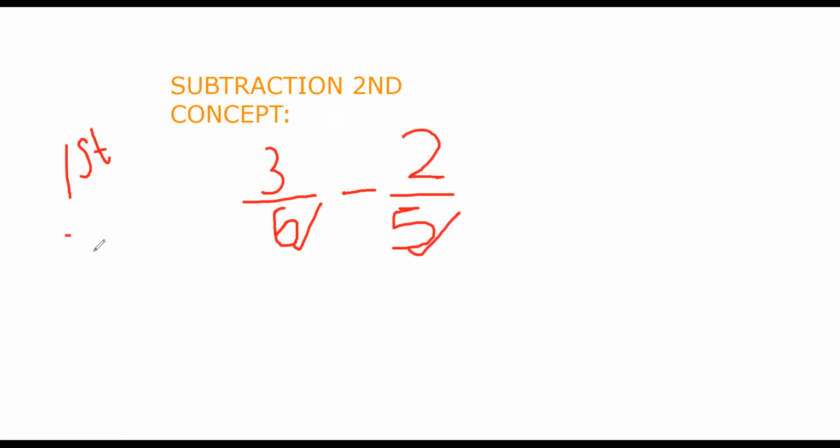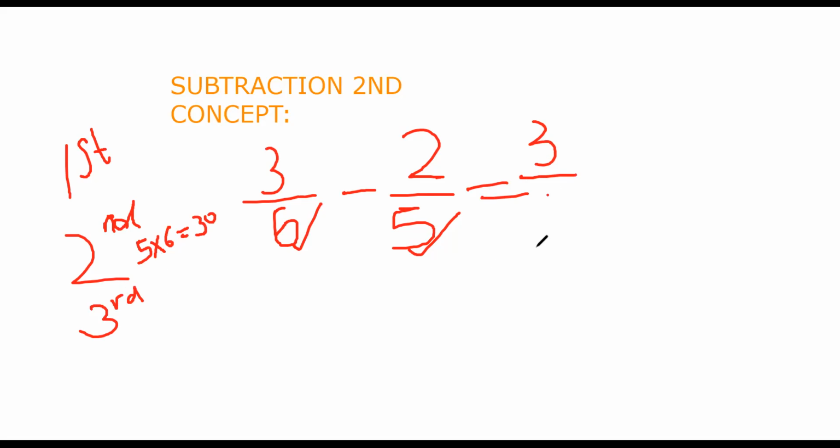The second step was to check the LCM of both of them. So we have to take out the LCM of both numbers, which would be 5 into 6. So let me write over here 5 into 6, which is equal to 30. The third step is to make those denominators the same. So let's make them the same. 3 by 6 into 5.